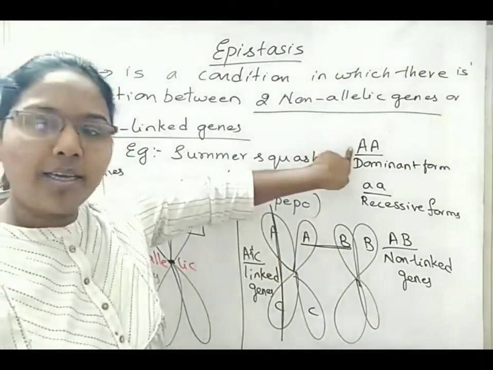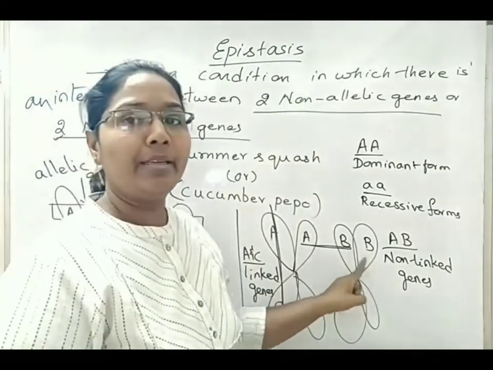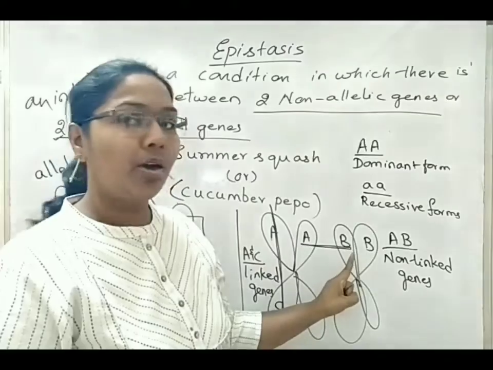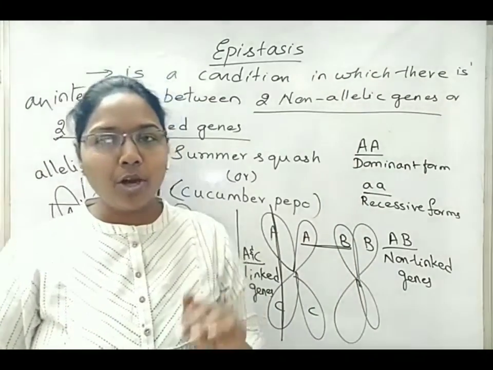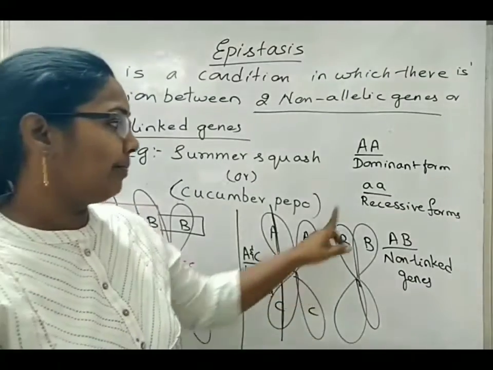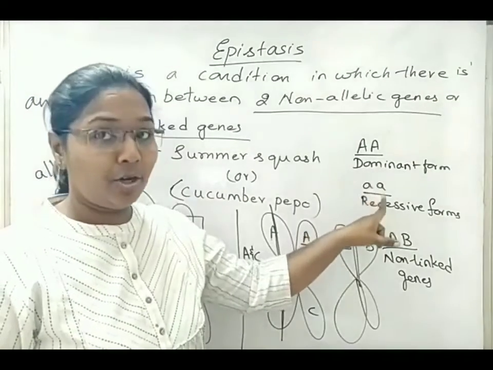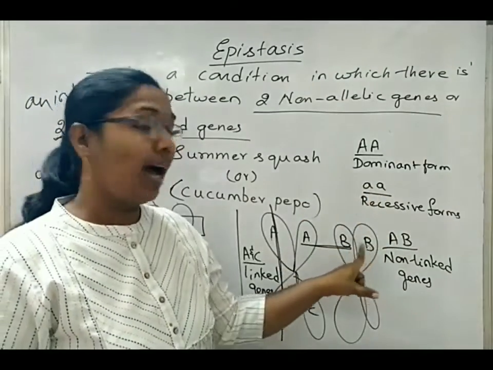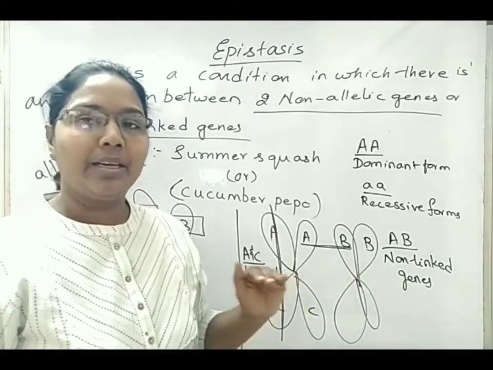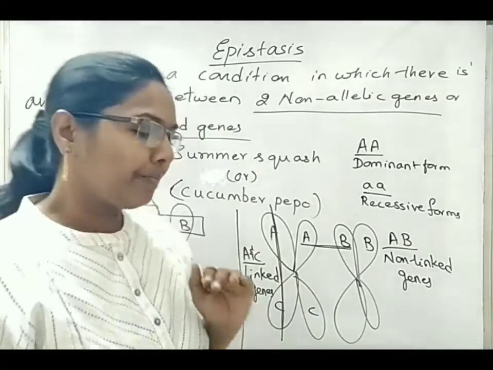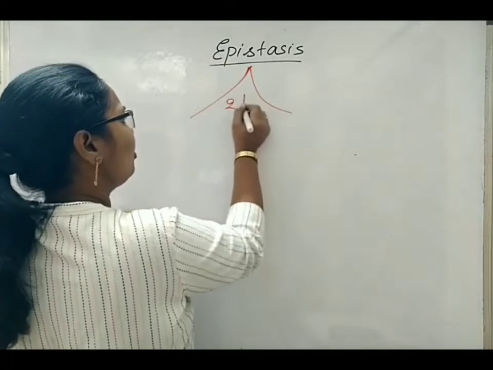Now, if one allele or one complete gene is dominating another allele pair on another chromosome of the homologous chromosomes, then such an expression is called dominant epistasis. But if the recessive form is also behaving as a dominant one and suppressing another dominant allele pair of another chromosome, then we call it recessive epistasis or hypostatic epistasis. It is of two types.